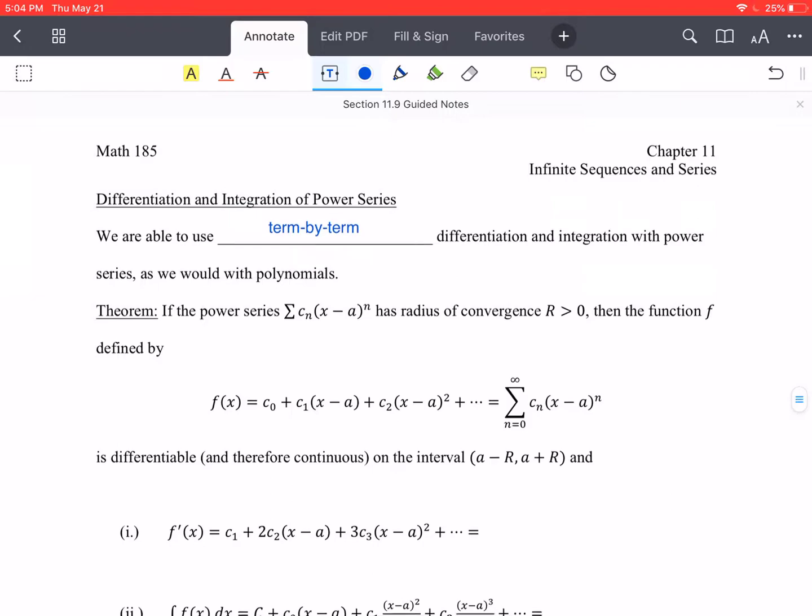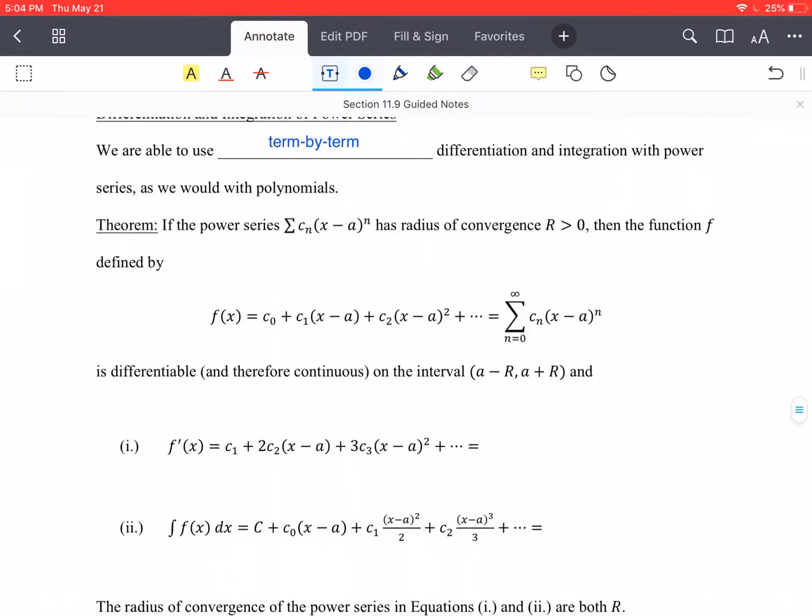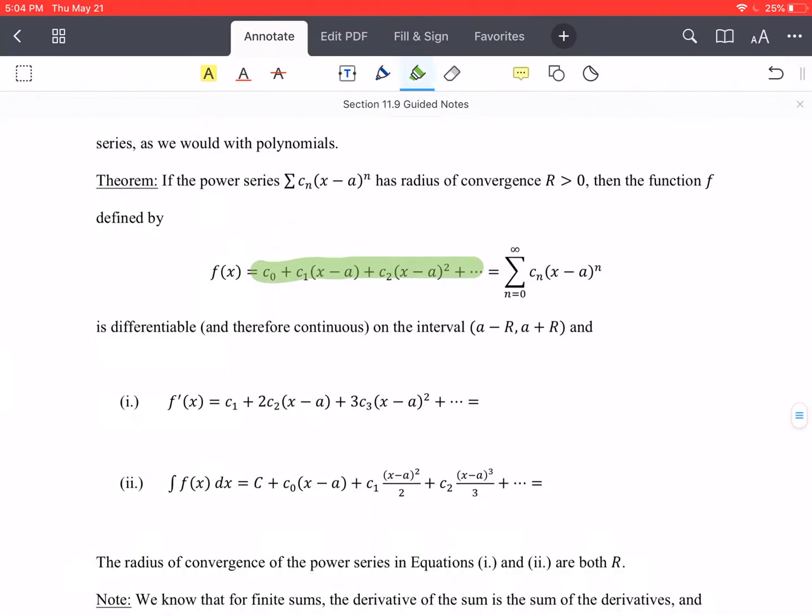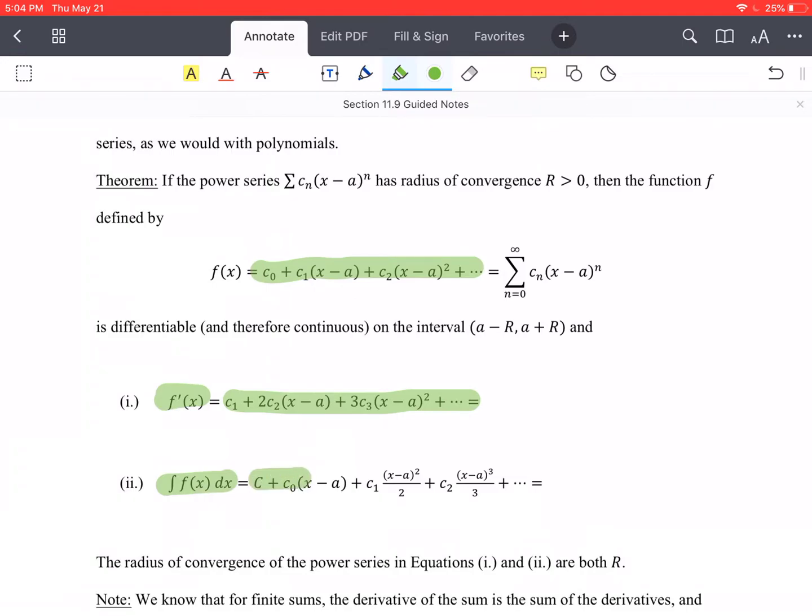So here we have a theorem. If the power series has radius of convergence r greater than 0, then the function f, defined by that expanded power series here, is differentiable and therefore continuous on that interval wherever it's convergent. This also tells us that f prime of the function is just going to be the derivative of each term of the power series, and the integral of the function is just the antiderivative of all of the terms of the power series.